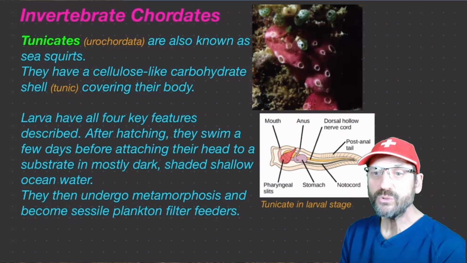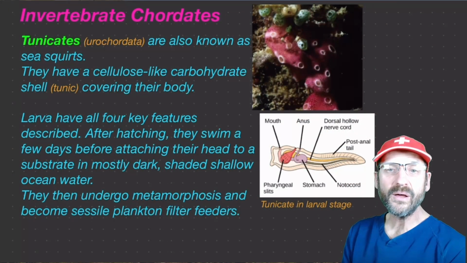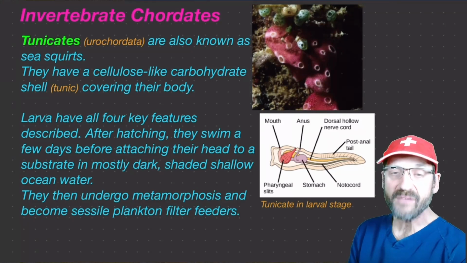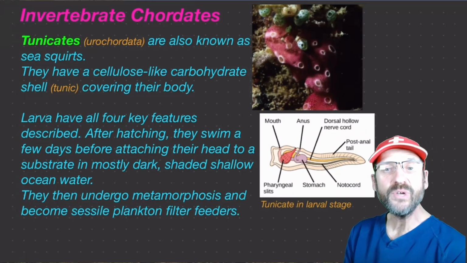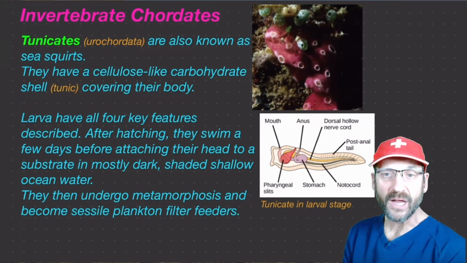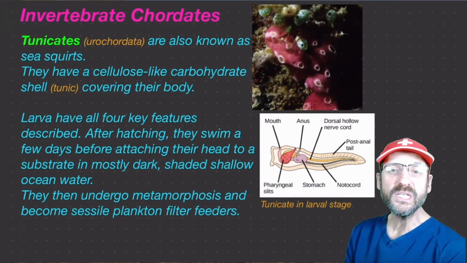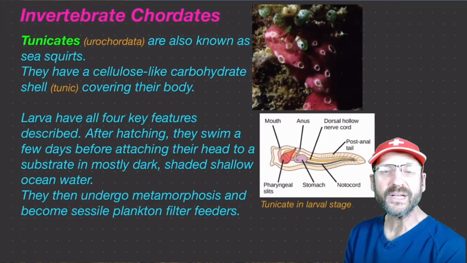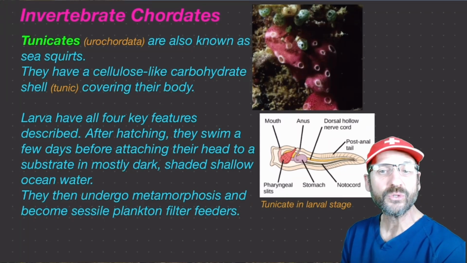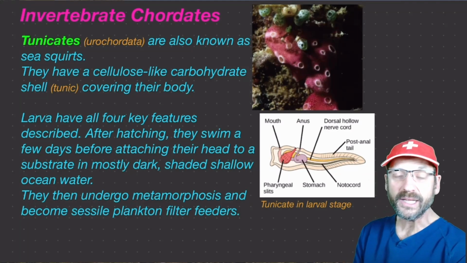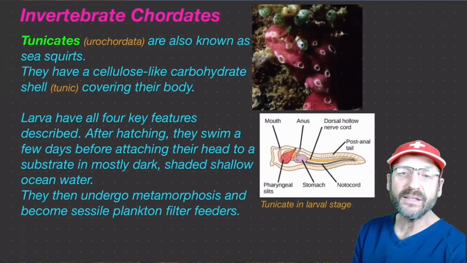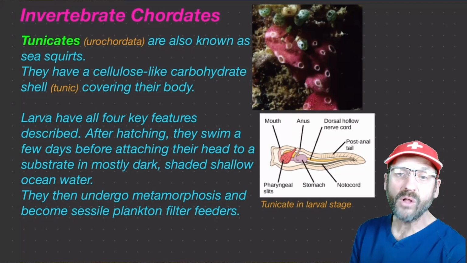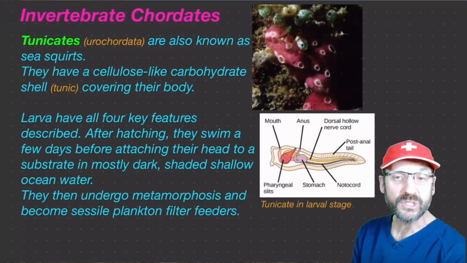As we said, most of the chordates are vertebrates, but we have a couple that are invertebrates. And we have the tunicates, the Urochordata. We also know them as sea squirts. They have a cellulose-like carbohydrate shell called the tunic covering their body, and that's where their name comes from, the tunicates. And larvae in them have all four key features that we just described.